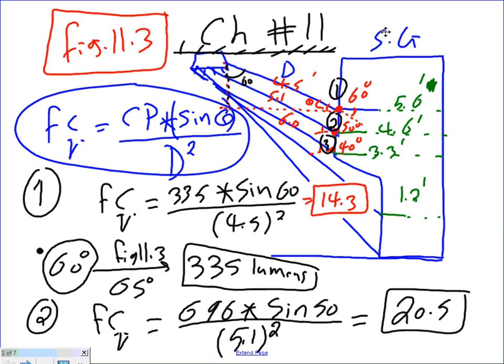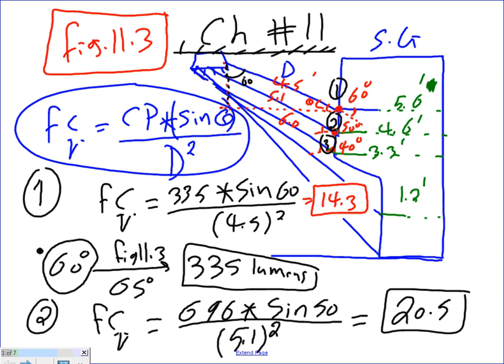Just to orient yourself, the points are right in here. Can you see point 1, point 2, point 3? The distances are given: 4.5, 5.1, 6. The angles are given: 60, 50, 40. And the green numbers here are the elevation. That's it. That's what chapter 11 is.